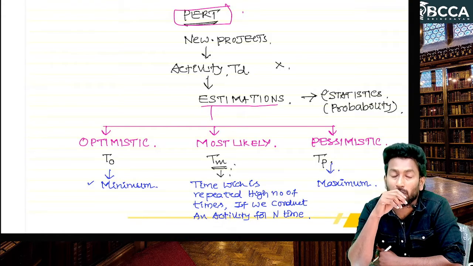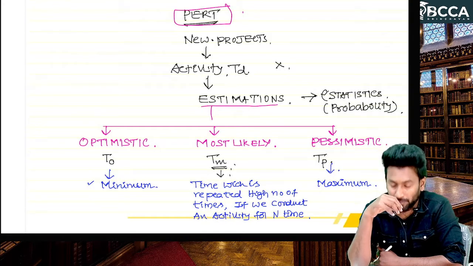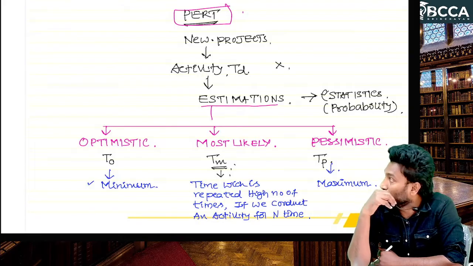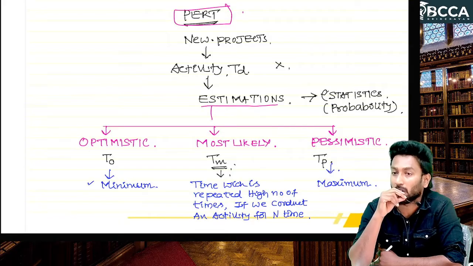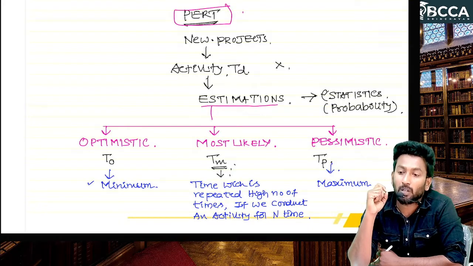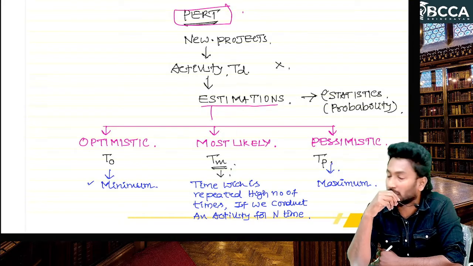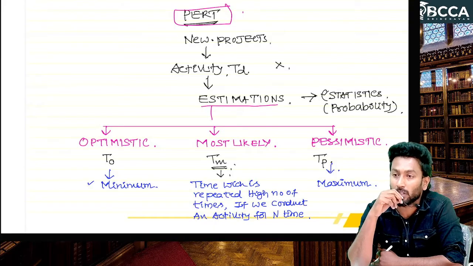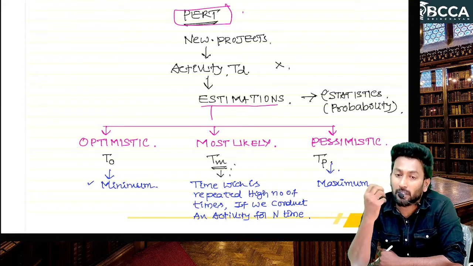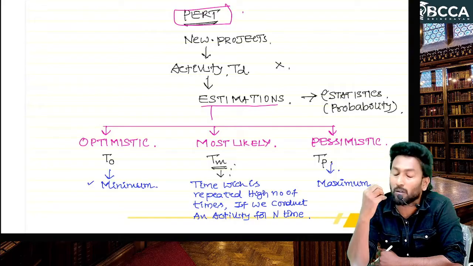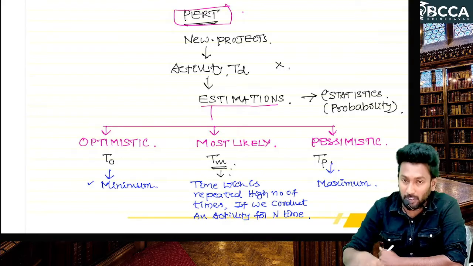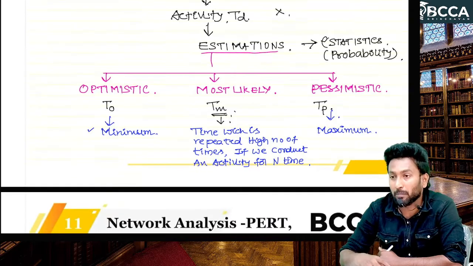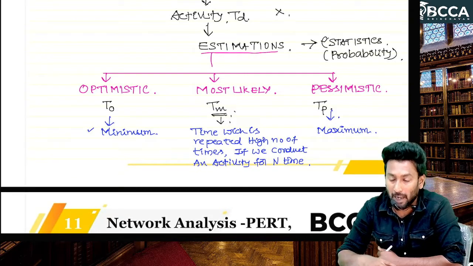Hi, hello everyone. Good afternoon. So, program evaluation review technique is used in new projects, something like research and development projects, where we don't know the activity time durations with certainty. So that's why we estimate the time durations. Here we have three time estimations: optimistic, most likely, pessimistic. Optimistic is minimum time, pessimistic is maximum.